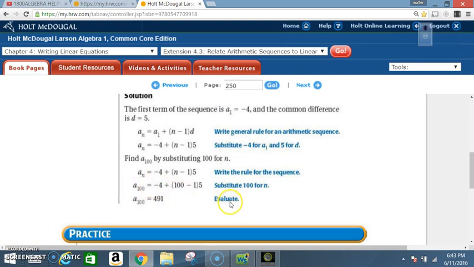All right, so now I'm going to evaluate by doing my basic math. I know that 100 minus 1 is 99. Then I say 99 times 5, and then I subtract 4, and I should come out with 491. Do it yourself and make sure your math works out properly. Once again, 100 minus 1 is 99, 99 times 5, get that answer, and then subtract 4 from that, and you should come out with 491.